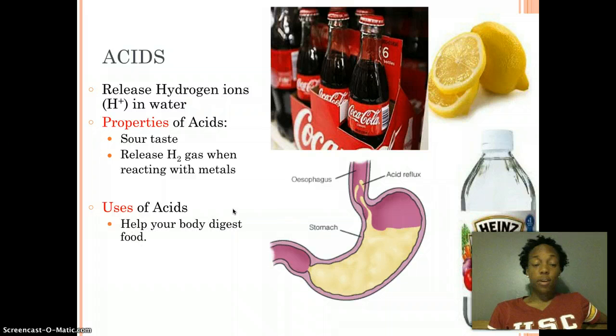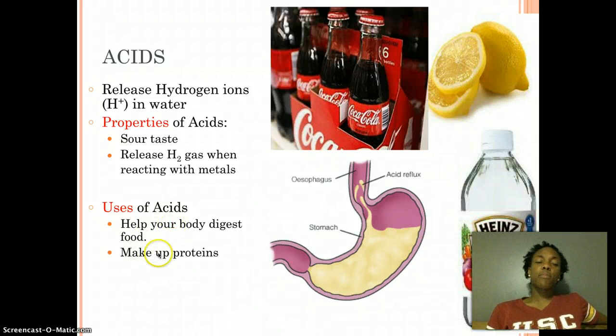How are acids used? Number one, they help your body digest food. We all have acid in our stomach to help us digest food. We wouldn't be able to digest if we did not have that acid. Some people who have low acid actually have to take acid pills, little pills filled with hydrochloric acid, in order for their stomach to be able to digest food. So it's very important that we have the right amount of acid in our stomachs.